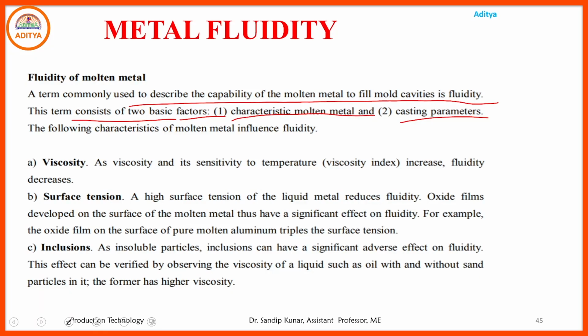What are the parameters that influence fluidity? First, viscosity. A lower viscosity is required. If viscosity increases, fluidity decreases. If we increase the temperature, fluidity increases. Surface tension: high surface tension of the liquid metal also reduces fluidity. Inclusions: impurities added to the molten metal also decrease fluidity.